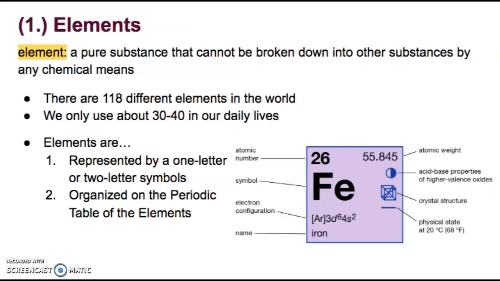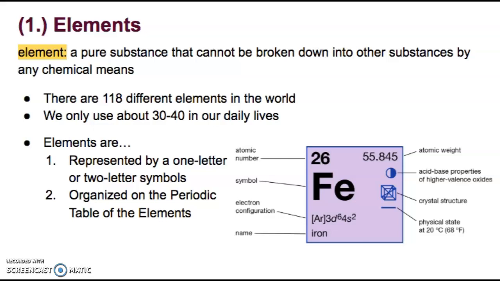An element is a pure substance that is unable to be broken down into other substances by any chemical means. Now there are only about 118 different elements in the world. They make up everything, but there are only about 118 initial elements that we start these combinations with. We only use about 30 to 40 of these 118 elements in our daily lives, so you can sort of guess from that that a number of them are quite rare.